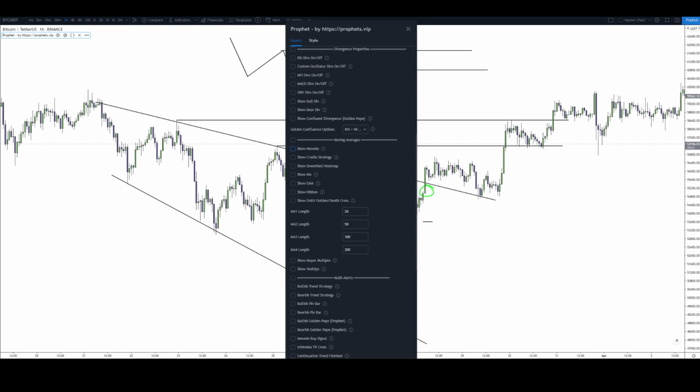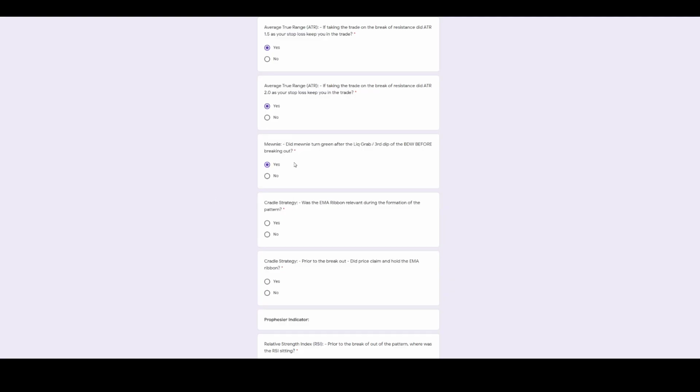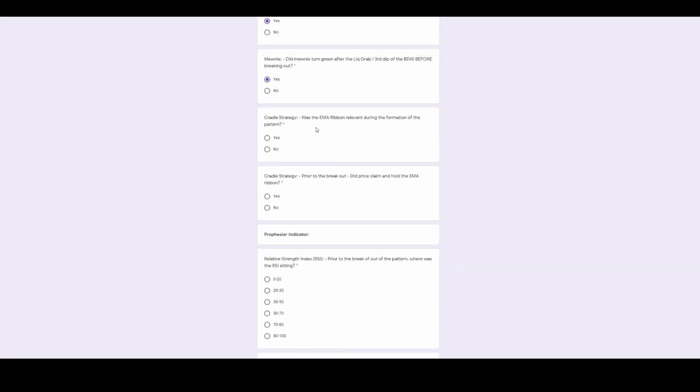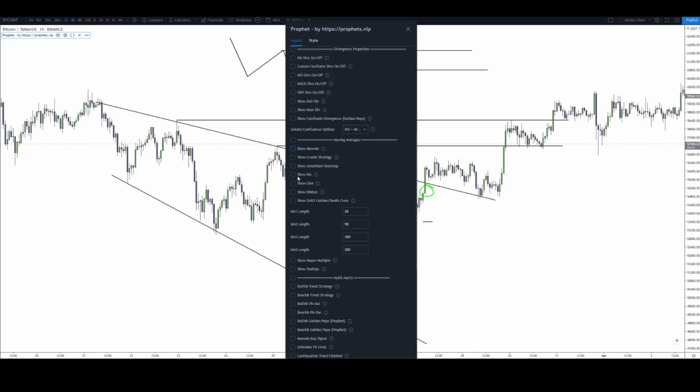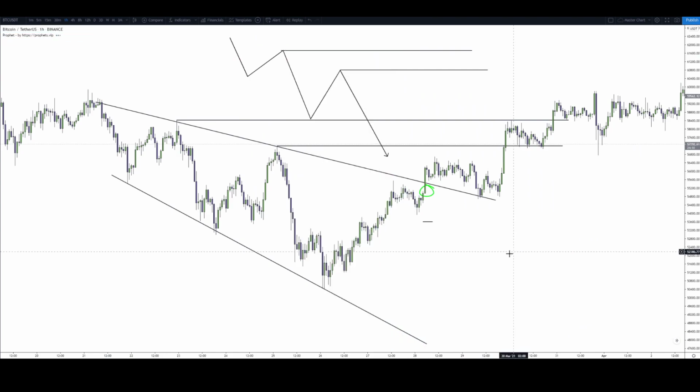Cool, so we'll turn that off, go back to Mooney. Alright, that was yes. Cradle strategy: was the EMA ribbon relevant during the formation of the pattern? So just throw that on. Get rid of that, get rid of this.